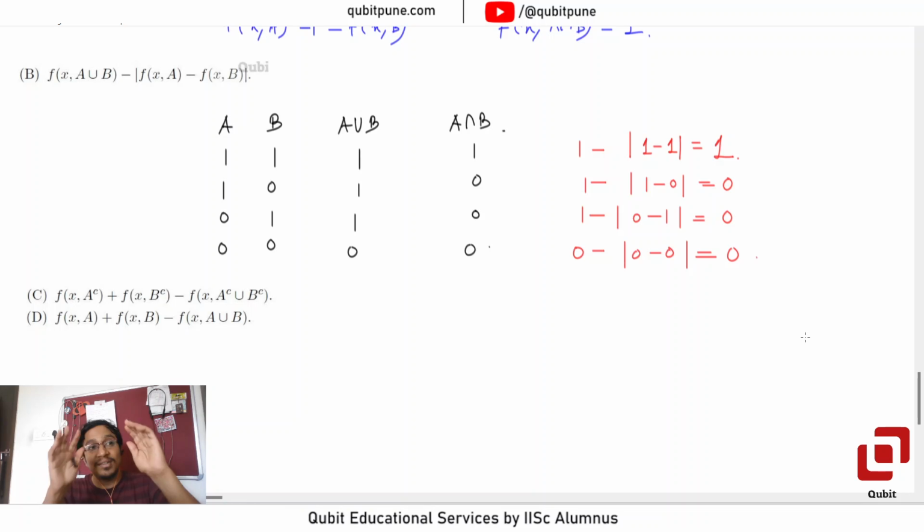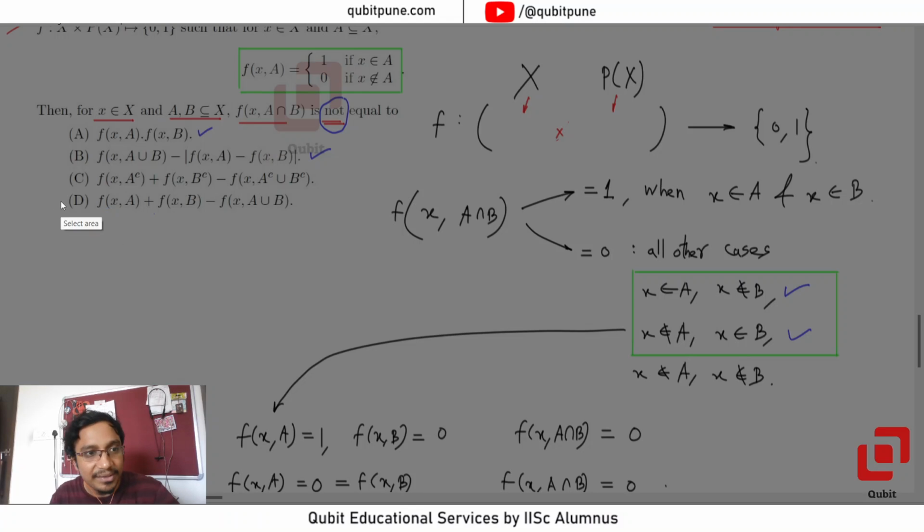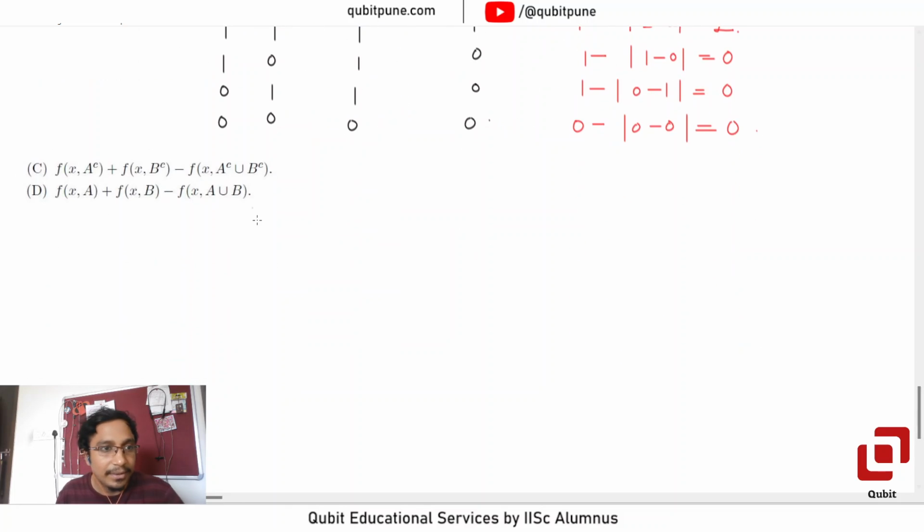So what do you think? Option B, whatever statement they have made is correct. But can we then mark option B? No, we cannot. Why? Because we want the incorrect one, not equal to. Okay, now we will talk about D, because D does not have complements.